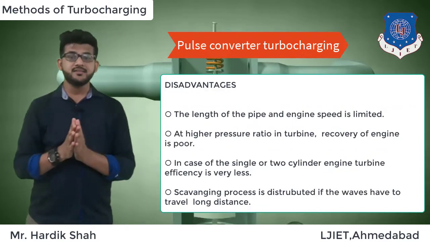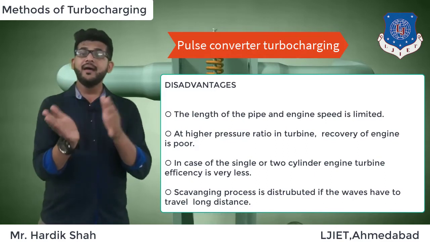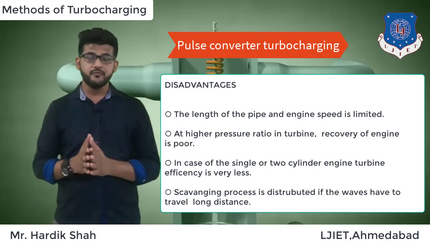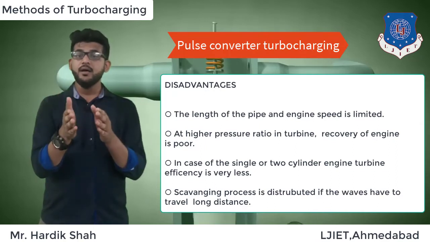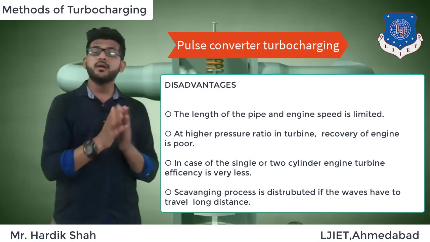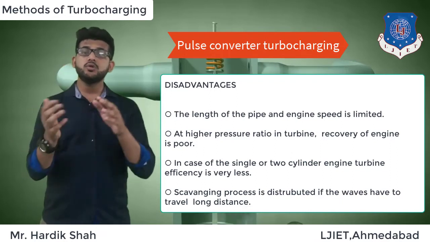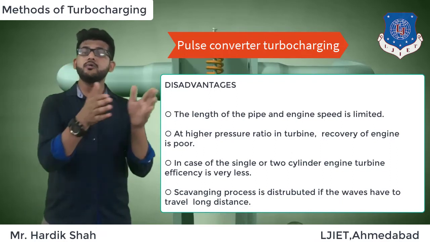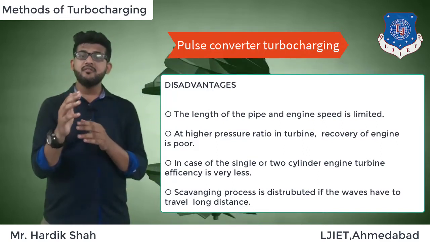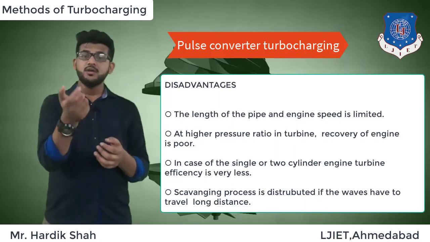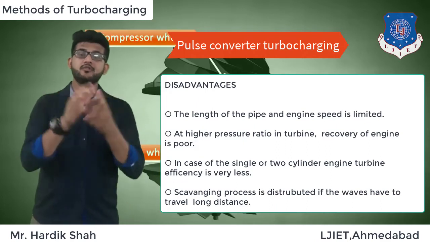Now, what are the disadvantages that we have to see? The length of the pipe and the engine speed are limited in these conditions. At a higher pressure ratio in the turbine, recovery of energy is very poor. In a single or two cylinder engine, turbine efficiency is very low, and the scavenging process is very disturbed due to the waves that have to travel a very long distance because of the longer pipes. So, those were the disadvantages.